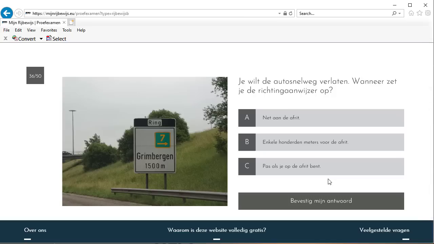So the right answer is you have to put the indicators on a few hundred meters before the exit lane, so that the traffic behind you knows that you will be exiting. Okay, not after you're on the exit lane. Okay.